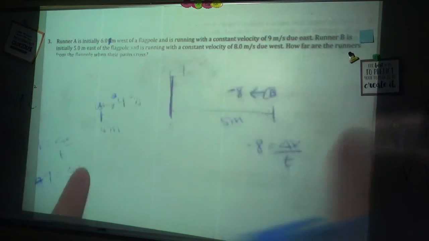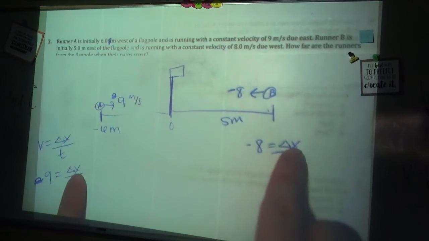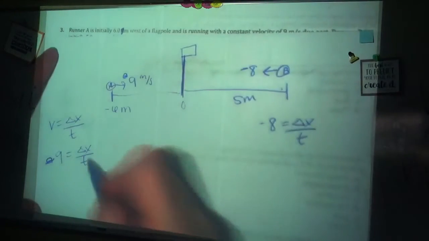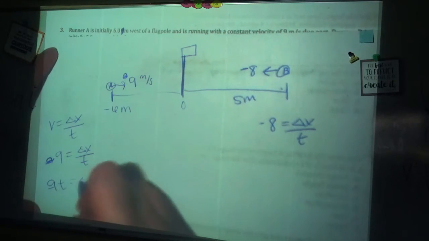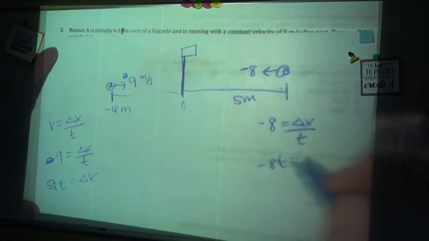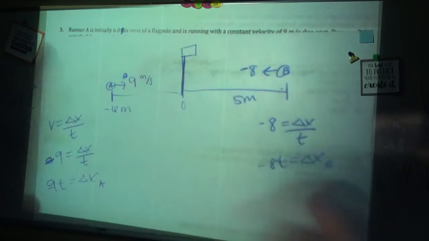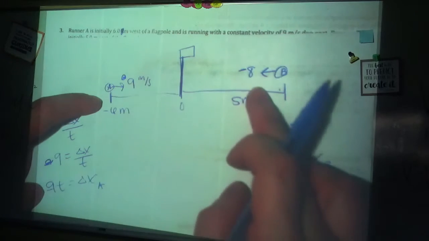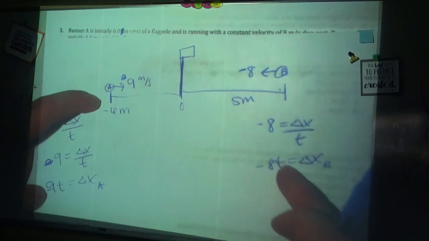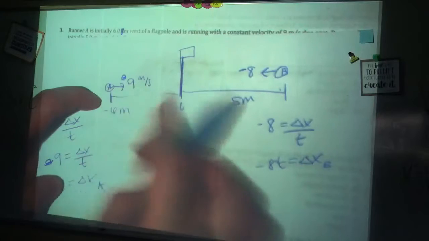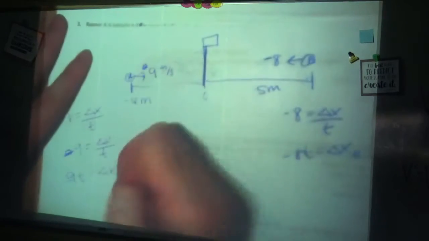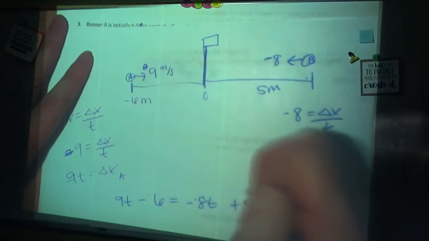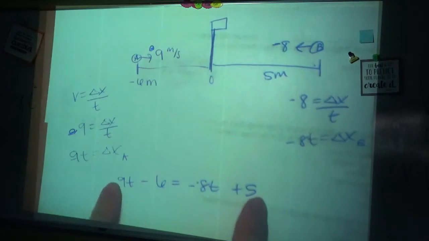Now I don't necessarily want their displacements to be the same. So this displacement would be 9t is delta x, and this would be negative 8t is delta x for B. I want the starting 6 meters plus how far he goes, and the 5 meters plus how far he goes, to be equal, because I want their displacement plus how far away they started. So 9t minus 6 is equal to negative 8t plus 5. And now I just set these equal and solve.